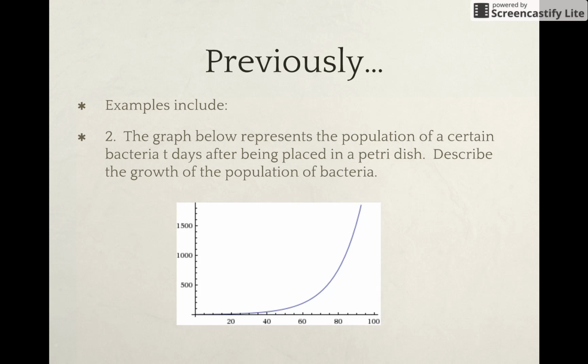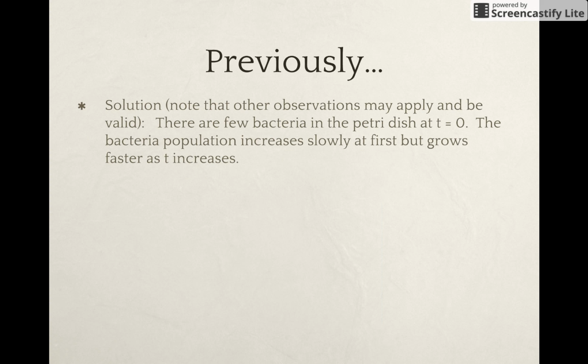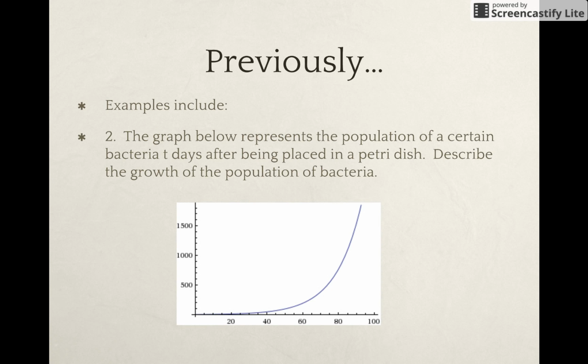We also might look at a graph. This graph also shows the population of a certain bacteria t days after being placed in a petri dish. And so we might tell the story or describe the growth of this population of bacteria. You might note some other observations than what I mentioned here, but we'll notice, as we toggle back and forth to the graph, that at time equals 0, there are very few bacteria in the petri dish.